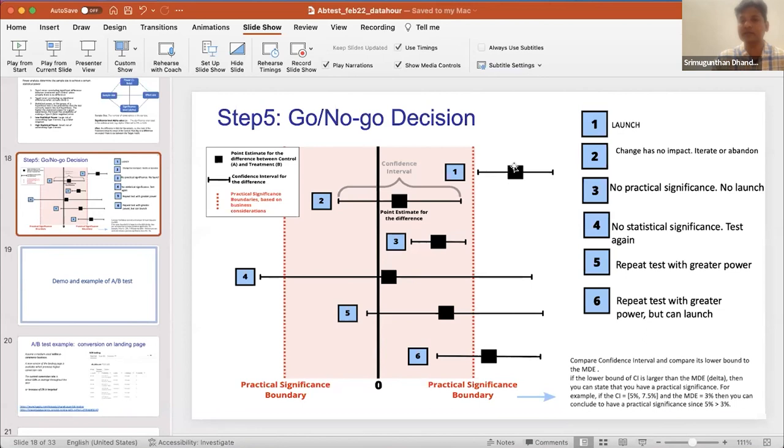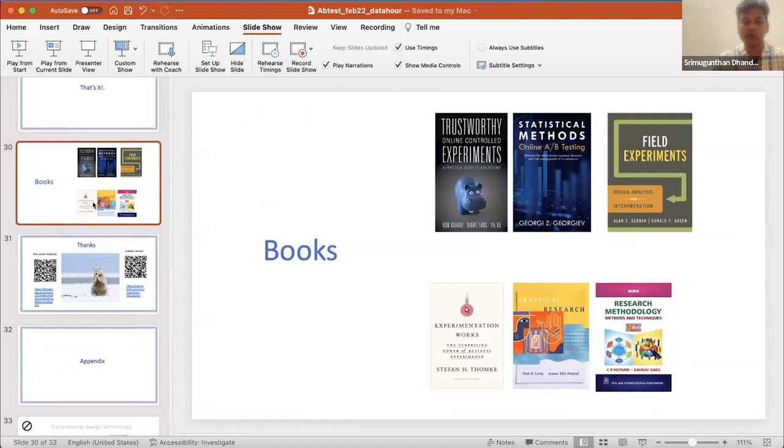For each of these cases you have some kind of decision steps that you have to take. This is also available in this book if you want to refer. There is also one document that explains this step by step. I'll share it with you offline. Okay.